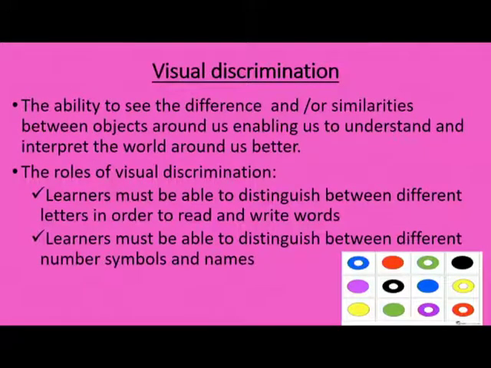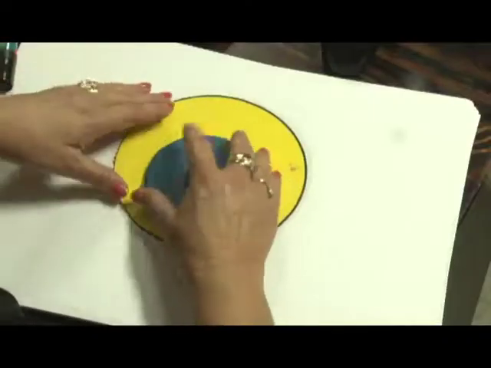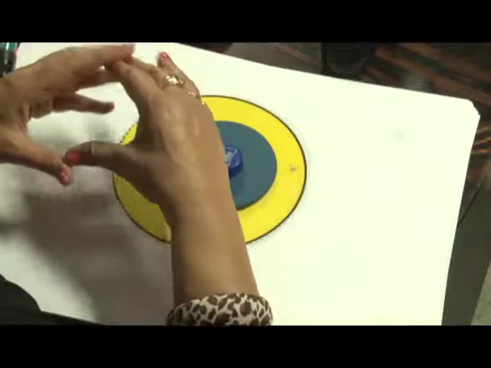Now, what is visual discrimination? It is the ability to see the differences or similarities between objects around us, which enables us to understand and interpret the world around us better. Let's use our circles again. So, the differences and similarities.